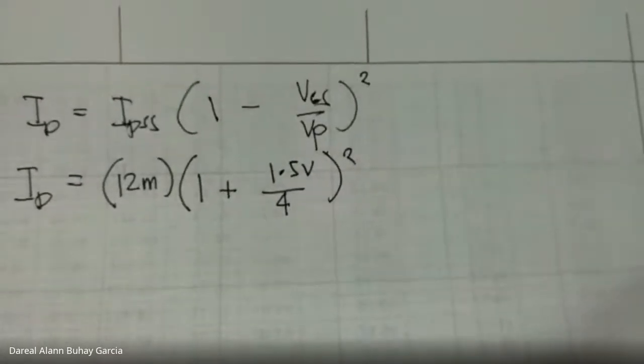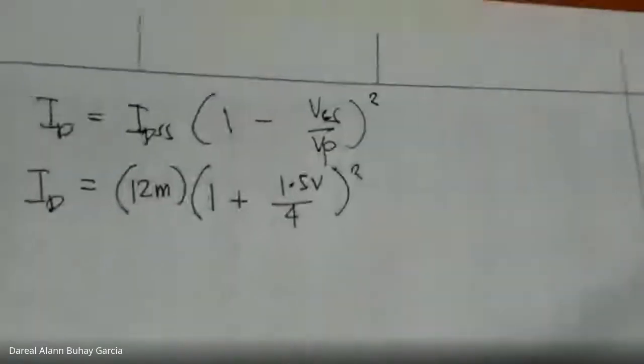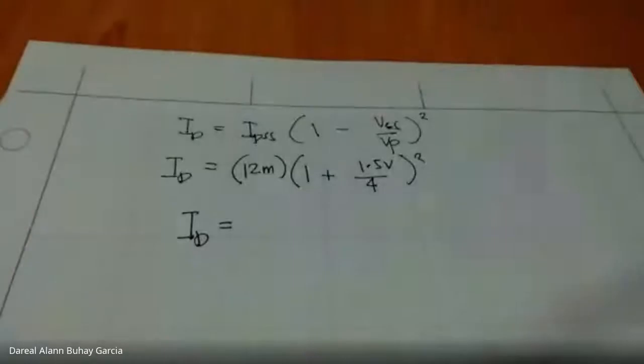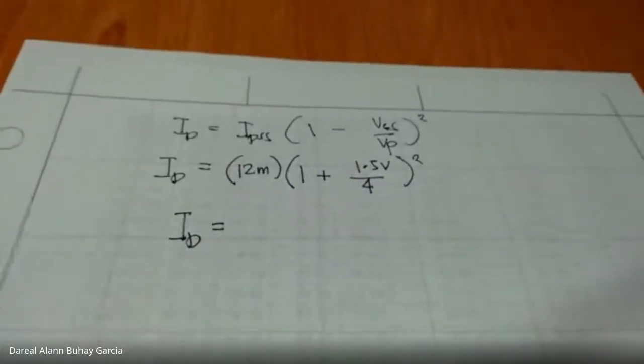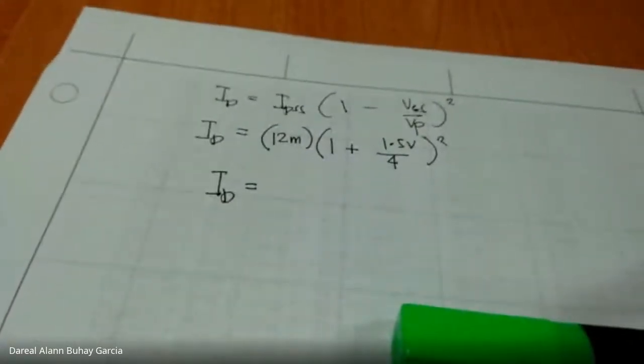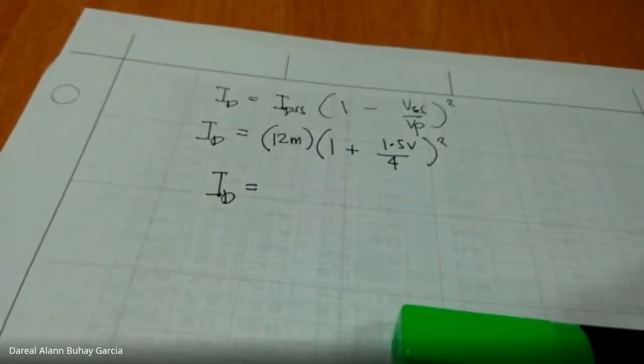VGS is given. So ID is equal to, how much is it? 23 milliamperes.